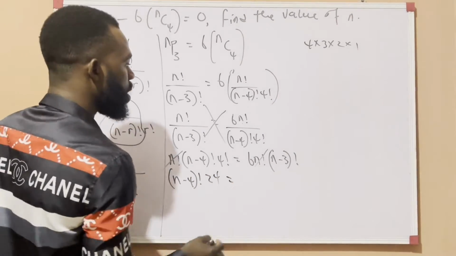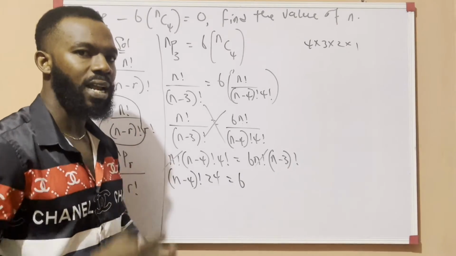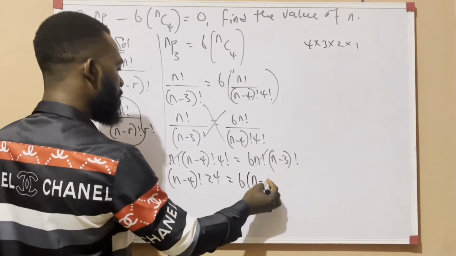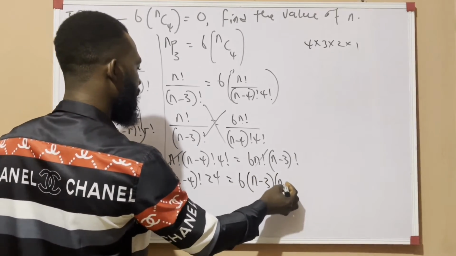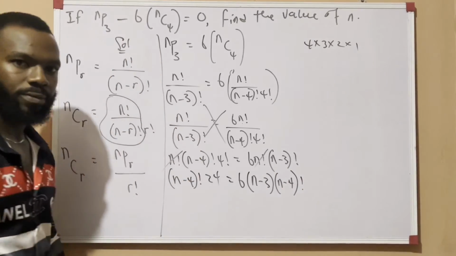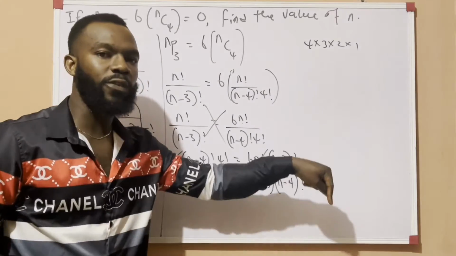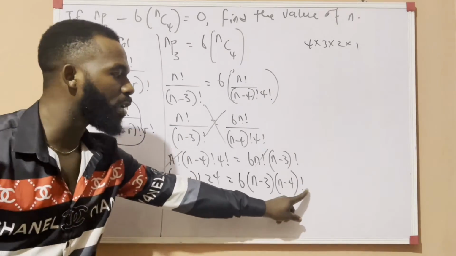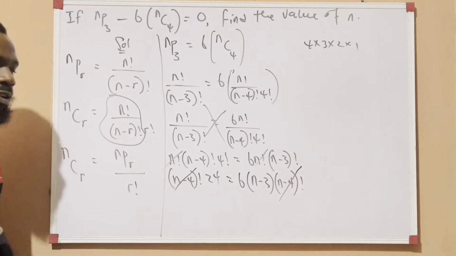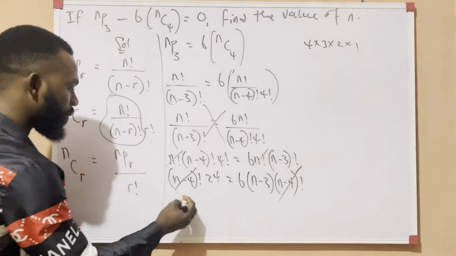Now equal to, here we have 6. Now I have n minus 3 factorial. n minus 3 factorial can also be written as n minus 3 times n minus 4 factorial. Why did I include n minus 4 factorial? So that n minus 4 factorial can cancel out n minus 4 factorial. It's as simple as that. So what do I have left?